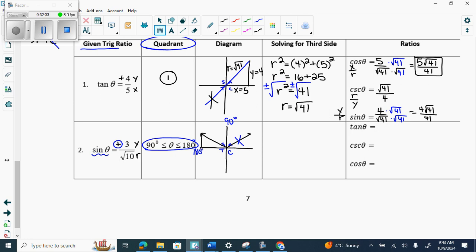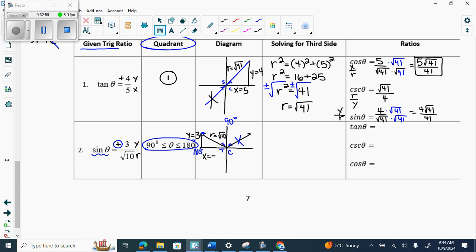So we know y is 3, we know r is root 10, and because I'm drawing it, I immediately say x equals negative something. And I put the negative there right away to remind myself to make it negative, because you guys will forget. Because it's in quadrant 2, x has to be negative, because we're drawing this coordinate technically right here, which would be negative x, positive y.